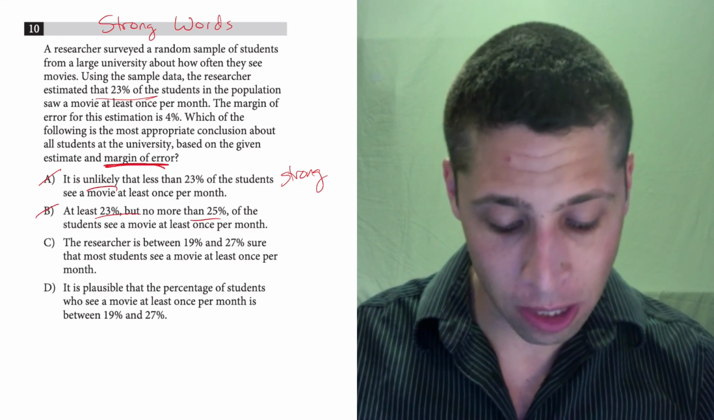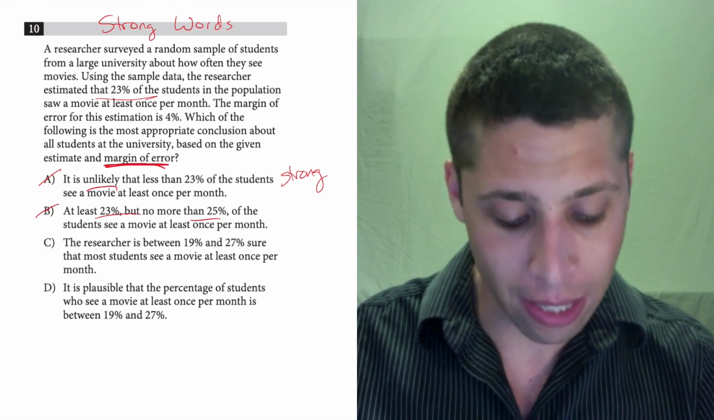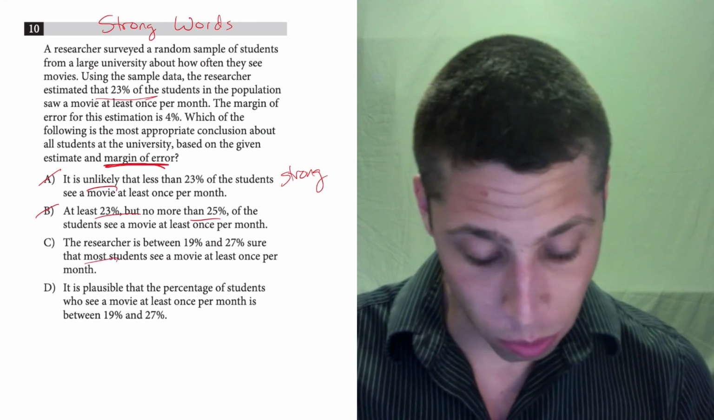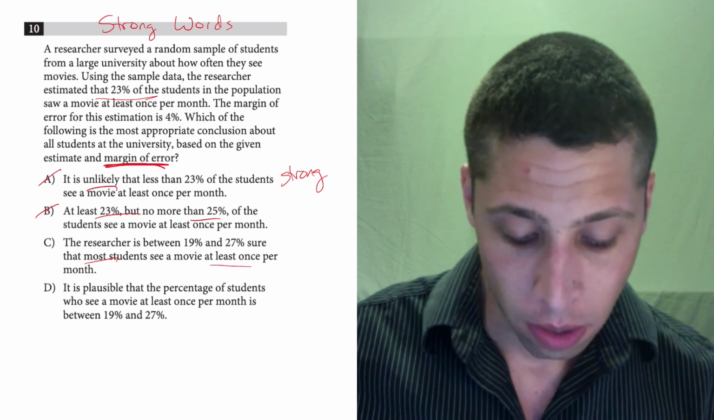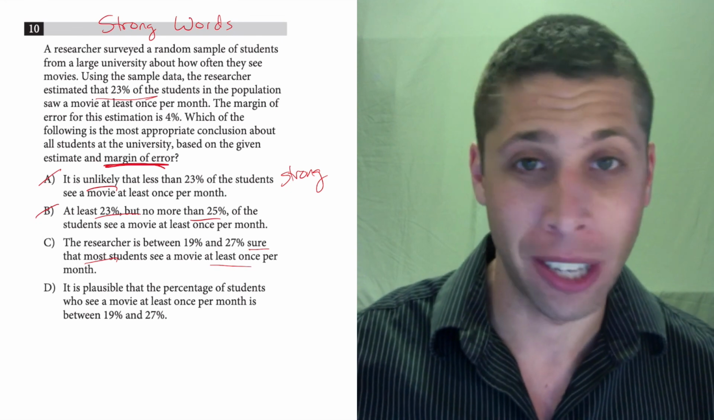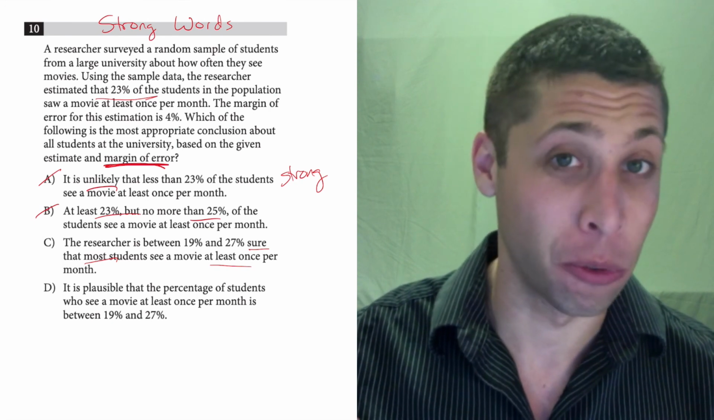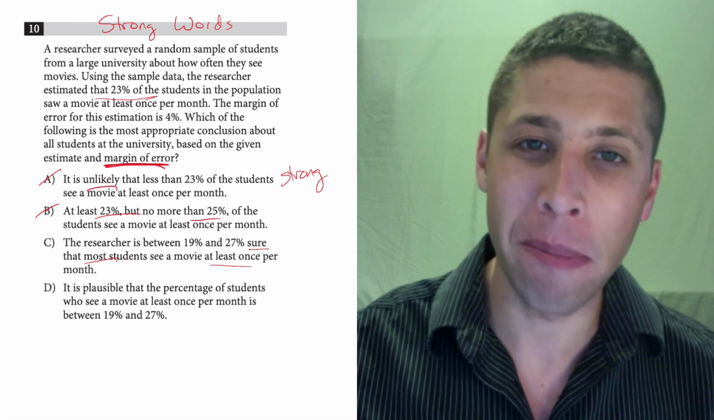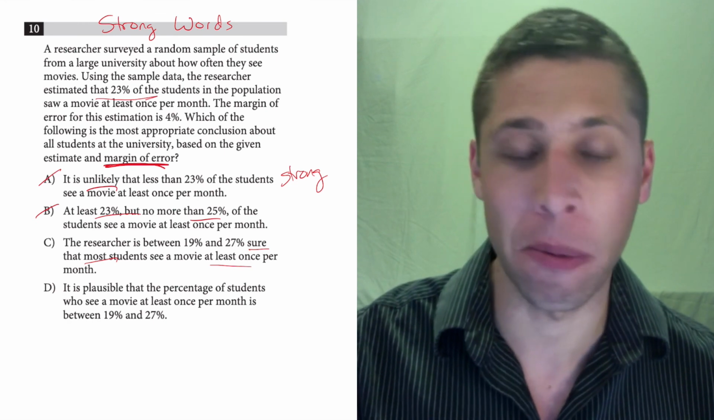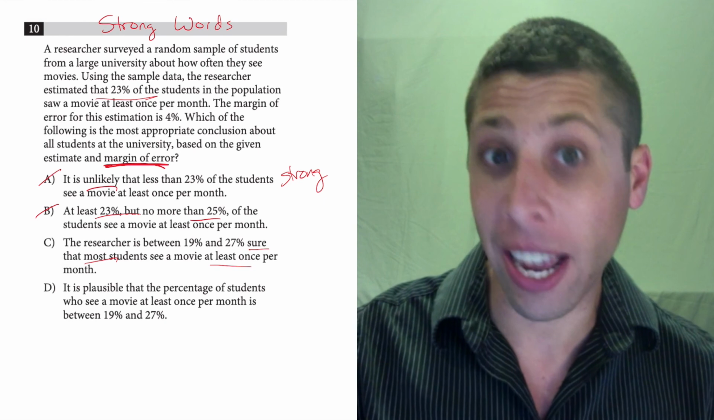Choice C, the researcher is between 19% and 20% sure that most students see a movie at least once per month. Well, this choice has a lot of strong words. Most students see a movie at least once per month, right? Sure. But it does have the weakness of saying 19 and 20% sure, which isn't very sure at all. This is just not really understanding how margin of error works. We can't really make a percentage guess about how sure we are. That's not exactly what margin of error does. It's all about likelihood.